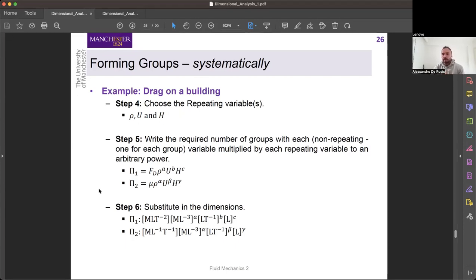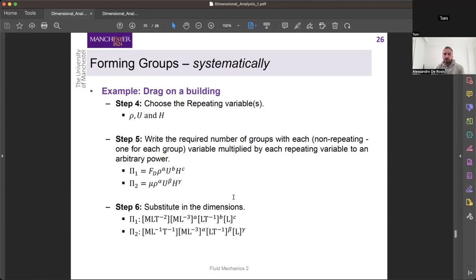So we will have two pi groups, pi one and pi two, step number five. The first group, pi one, what do you do? You copy the first non-repeating variable, fd, and then you multiply fd by rho to the power of a, u to the power b, h to the power c. Second pi group, pi two, you pick the second non-repeating variable, mu, and you multiply by rho to the power alpha, u to the power beta, h to the power gamma.